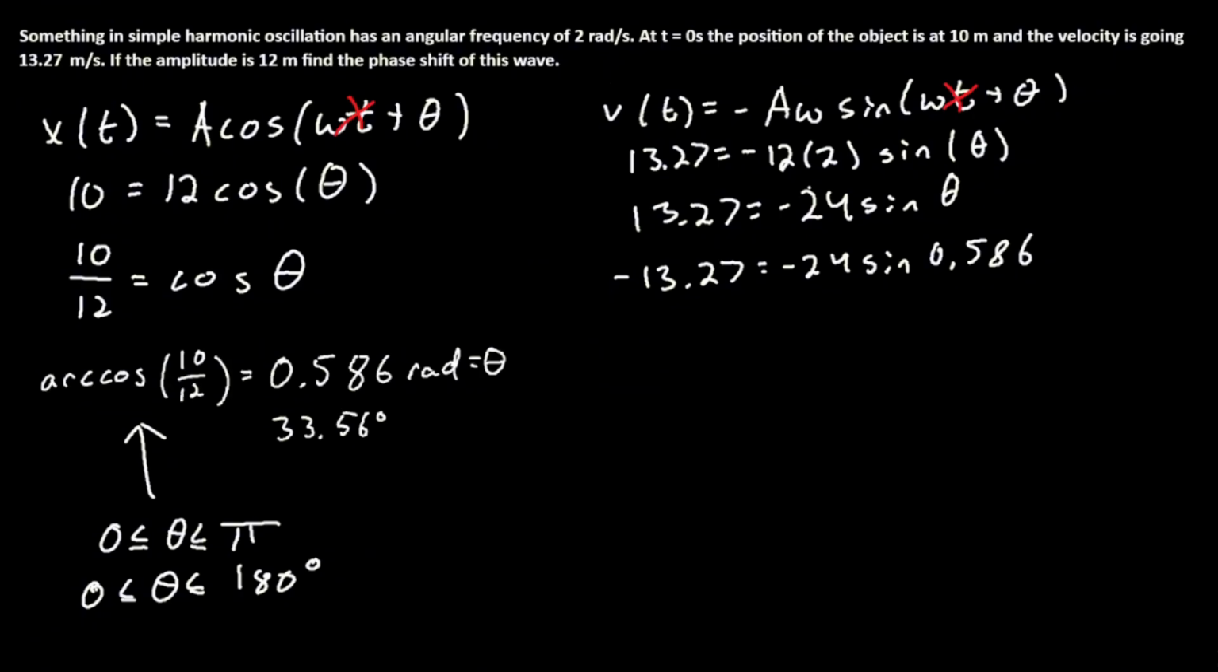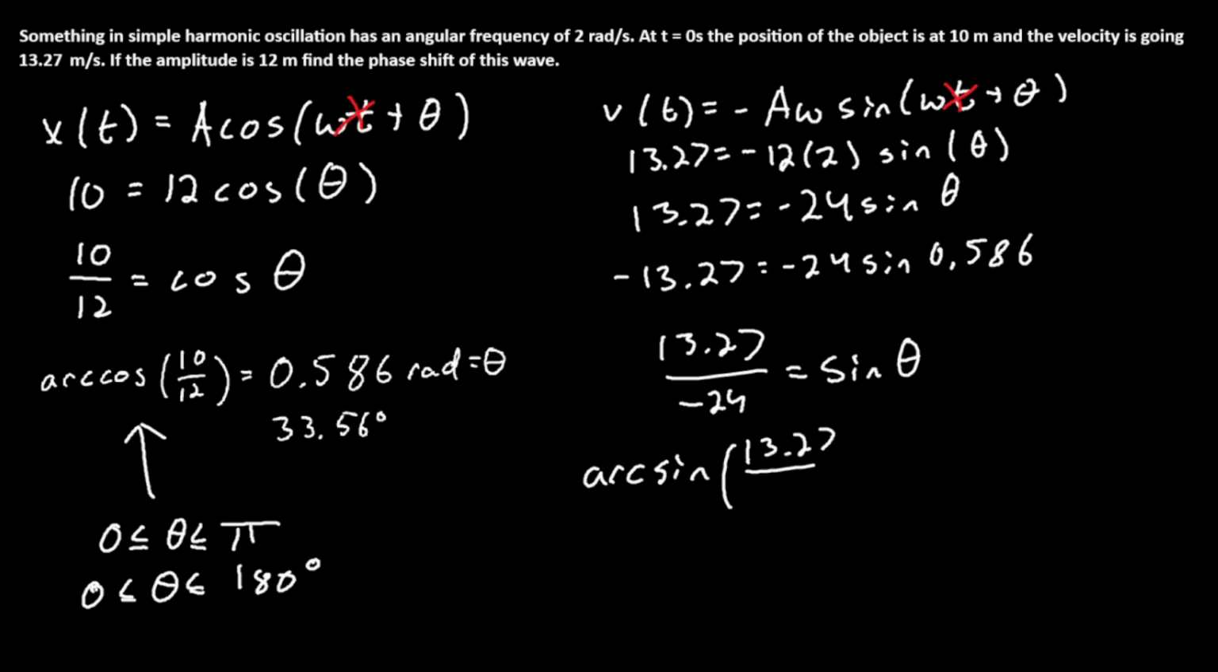So let's try to isolate the theta value in your sine function. 13.27 divided by negative 24 is equal to sine of theta. So if we arc sine both sides, arc sine of 13.27 divided by negative 24, you get a radians value of negative 0.586.